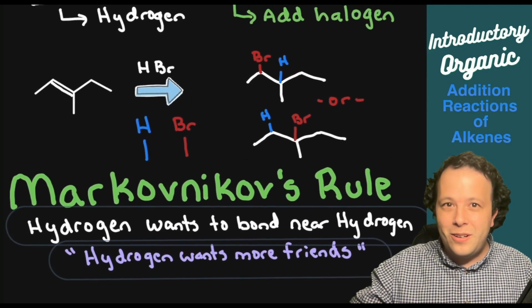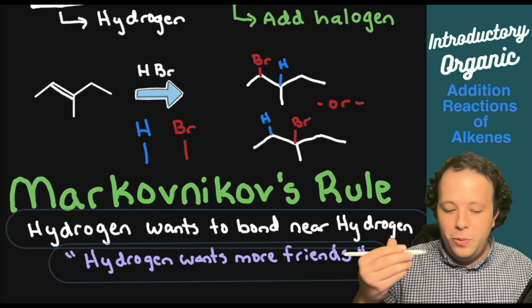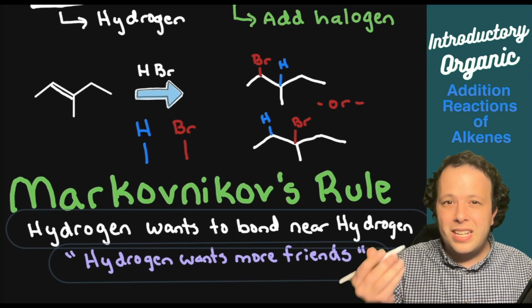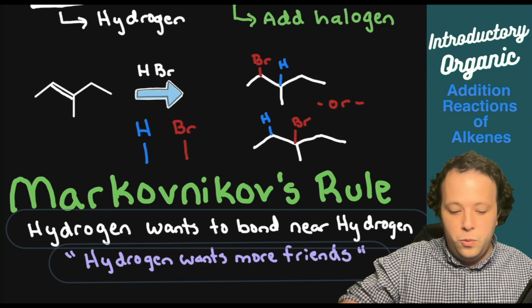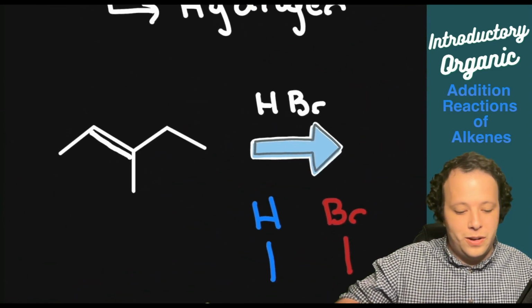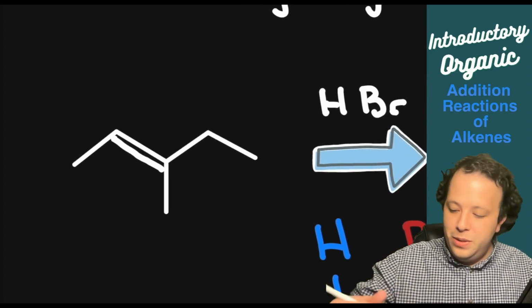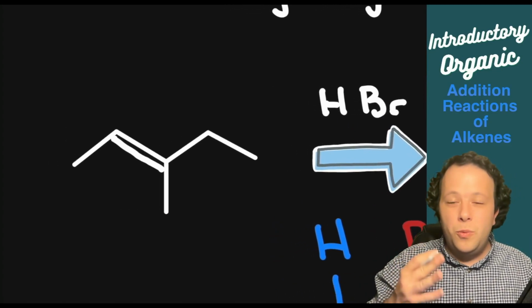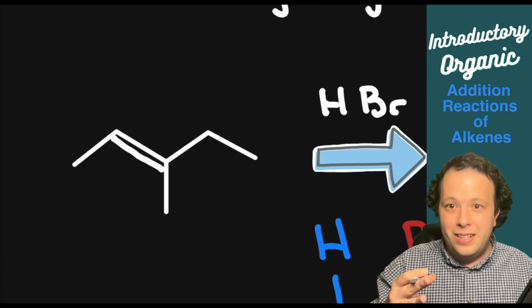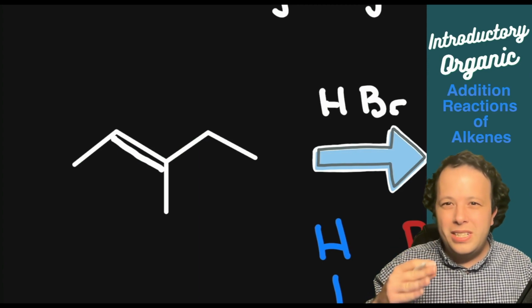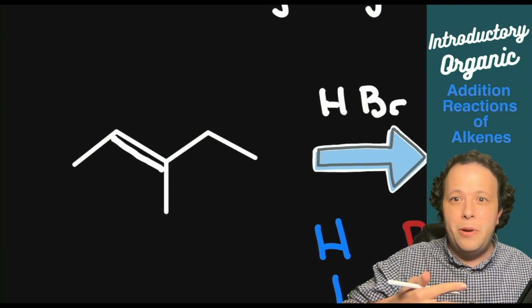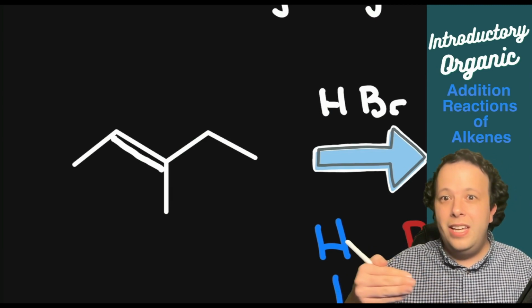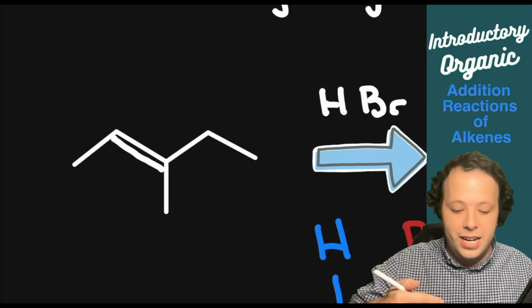So if we have our example from before, well, we had two different products. How did we know which one is the major species? What it comes down to is going to our original reactant. If we go to this reactant, we are looking at the double bond. And like I mentioned, hydrogen wants to bond near more hydrogens. So what we're going to do is look at both carbons, the one on the left and the one on the right, and count our hydrogens.